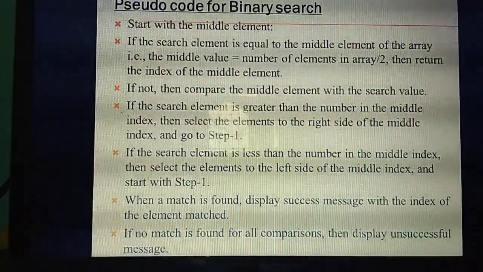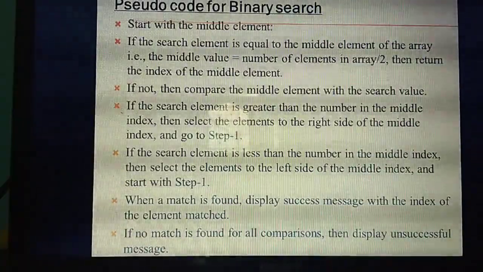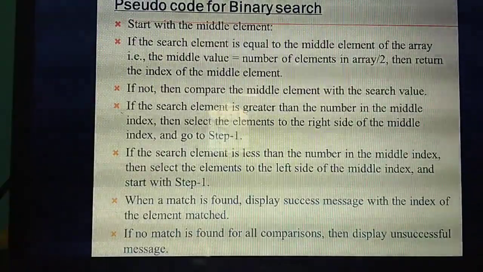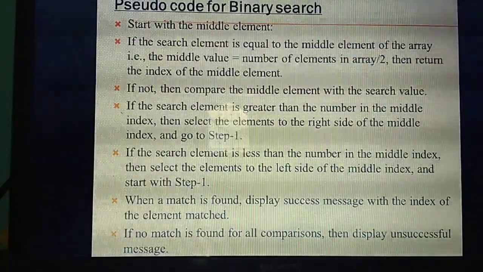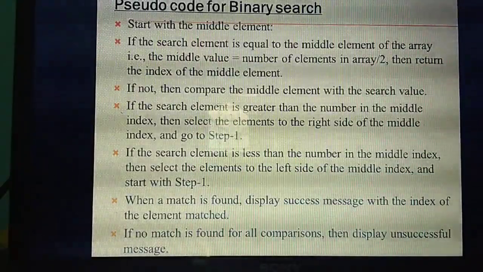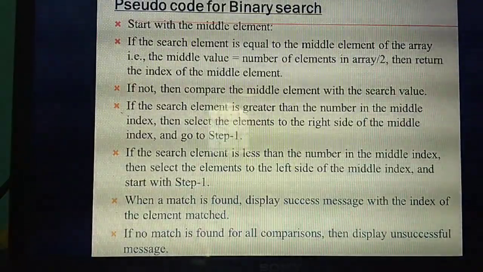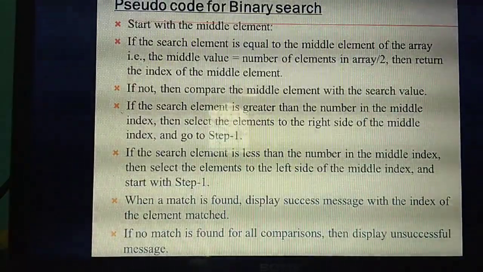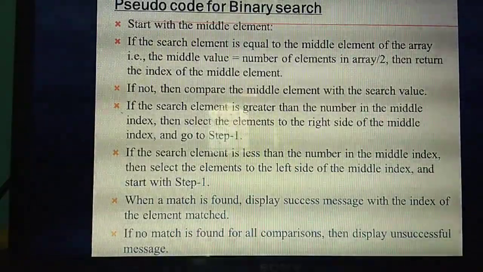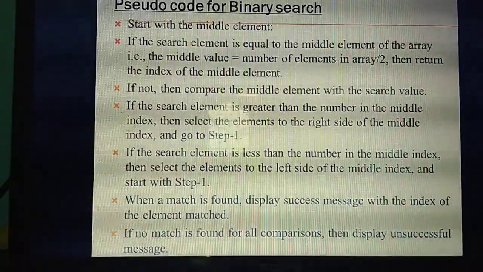Understand? Then you compare that middle element with the search value. Already I said, one value you keep in your mind, that is the search element. Since you already got one middle element, you compare the search element with this middle element. Understand, this is the third point. You compare the search element with the middle element. If the elements are equal, that means the match is found, and it will return the index of that particular element.